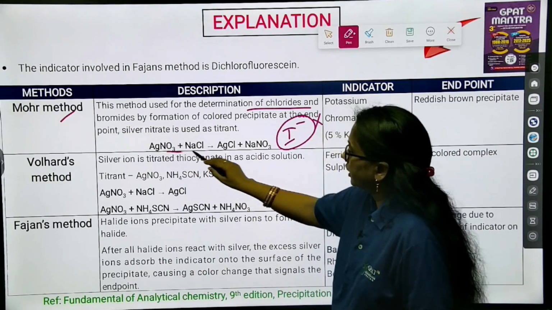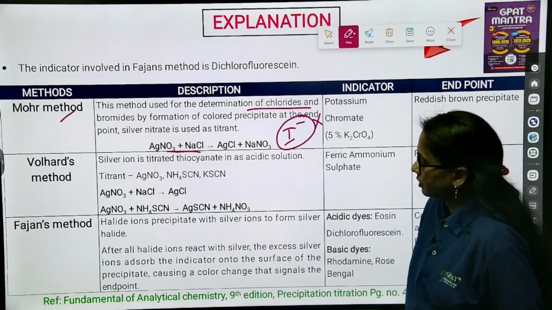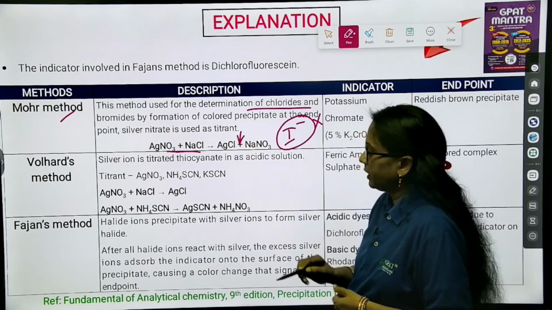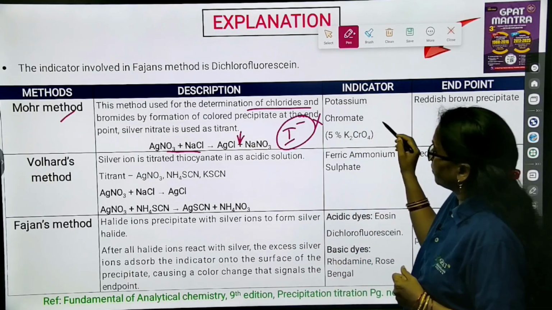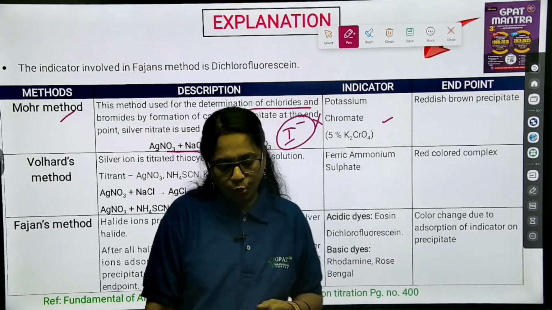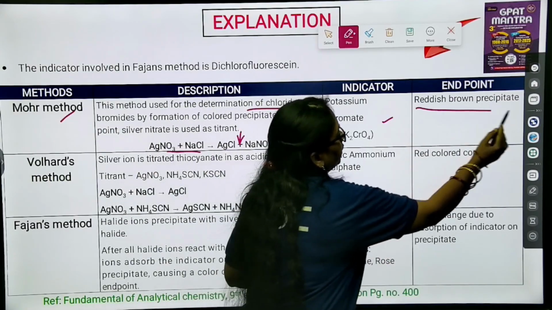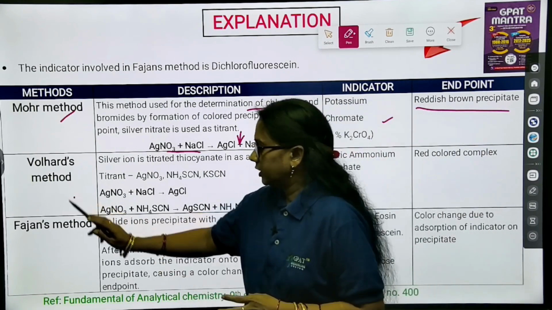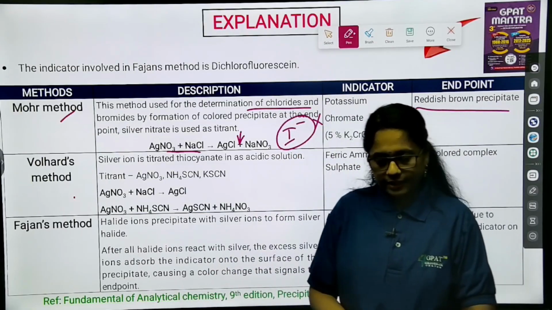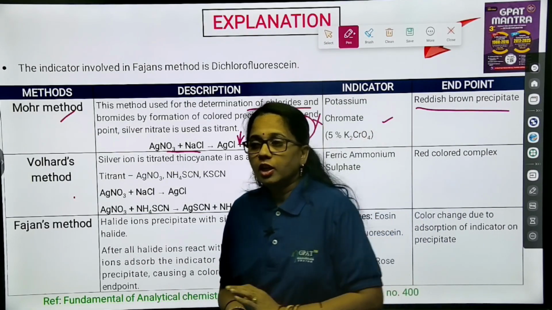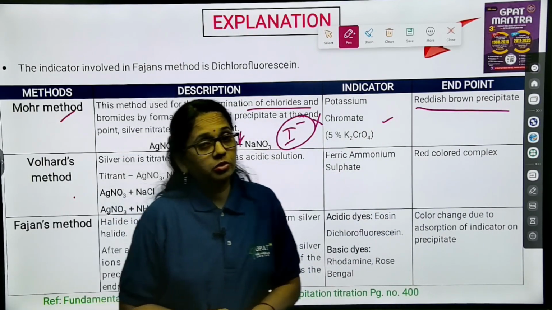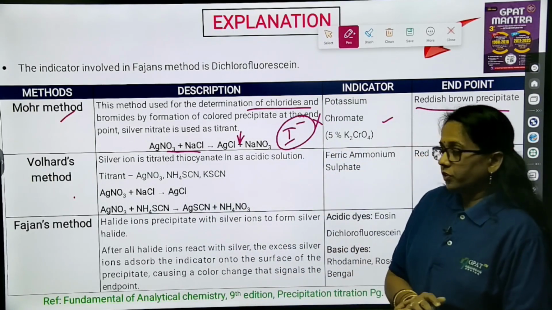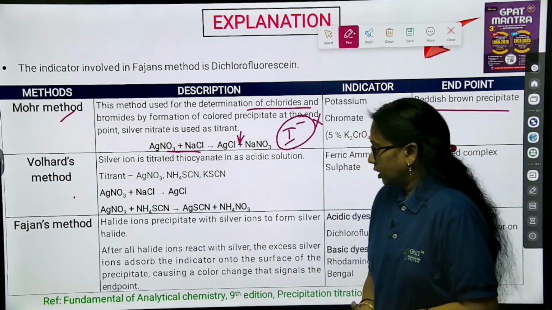And here the reaction is going to place silver nitrate and sodium chloride, giving silver chloride, which is a precipitate. And here, if you observe the indicator, that is potassium chromate we are going to use, which will produce the reddish brown color precipitate. Whereas in the Volhard's method, it is majorly a back titration method. Mostly for solutions which are acidic in nature, we are going to use this Volhard's method, and this can also be used for all types of halides.